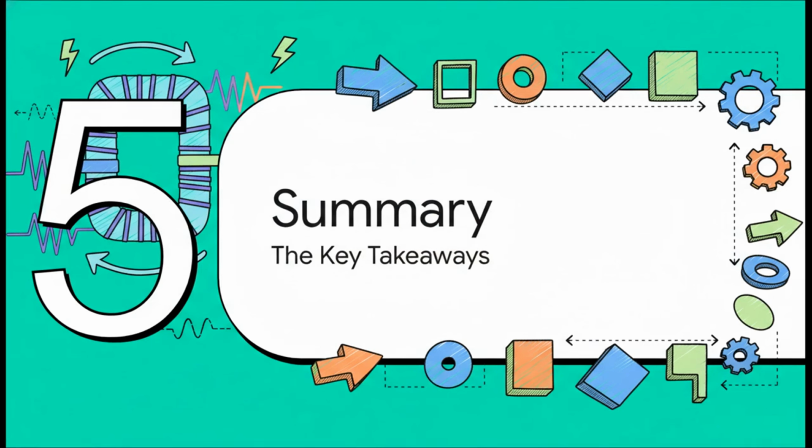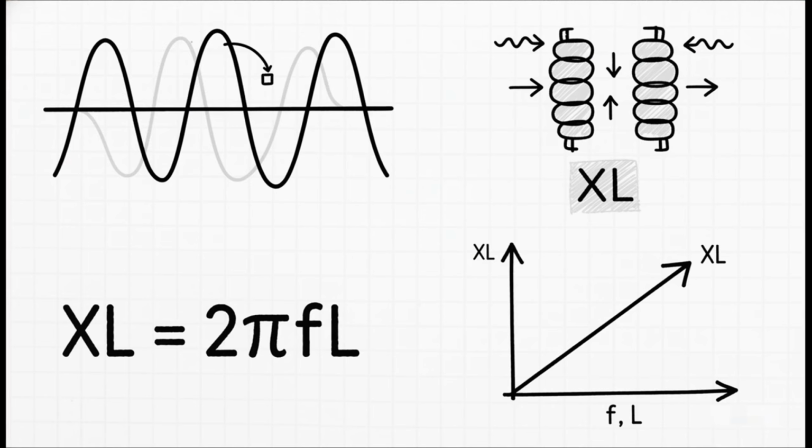All right, we have covered a good bit of ground here. Let's do a quick recap of the most important points to remember. Okay, first and foremost, in a pure inductor, the current lags the voltage by 90 degrees. Second, the opposition an inductor presents to AC is called inductive reactance, or XL. Third, you can always calculate it with the formula XL equals 2 pi FL. And finally, just remember that the reactance gets bigger as you increase either the frequency or the inductance.